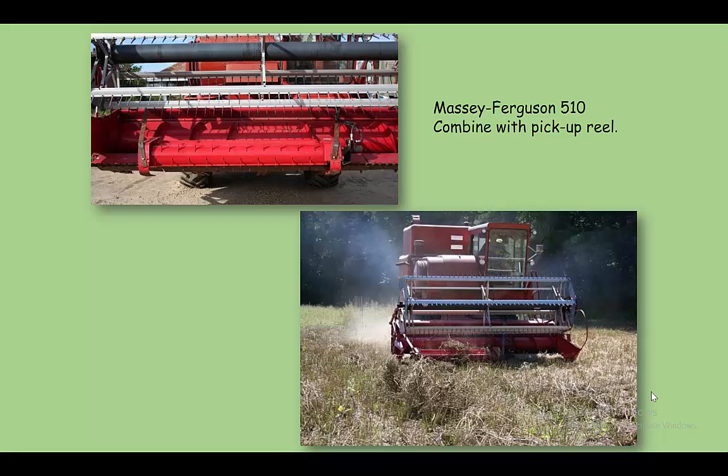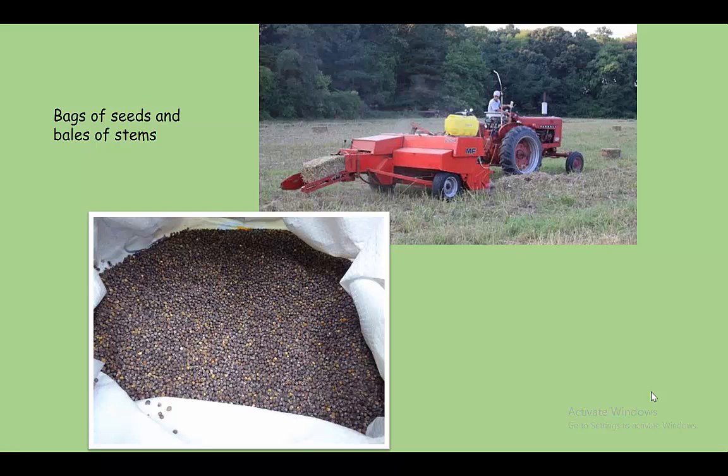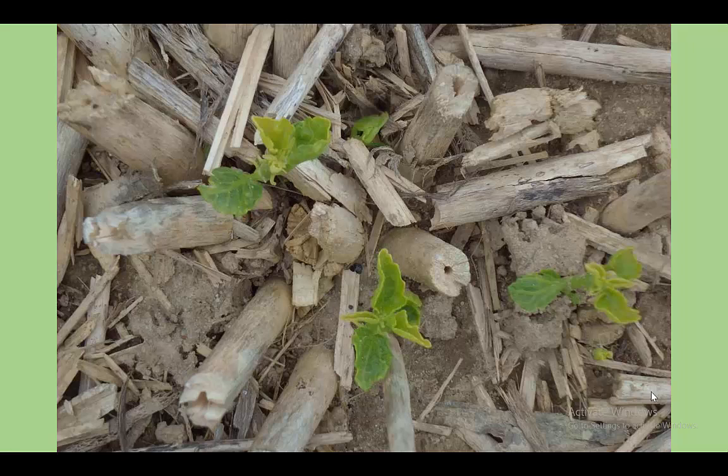And then we have a pickup reel on the front of an old Massey Ferguson 510, and it picks up and combines it, and we end up with bags of seed like this. And I have all this material up here on the front. Afterwards in the break you could come up and take a look at those things if you like. And then the straw is baled in the normal fashion. And we then sit back and wait till April and the plants come up again.